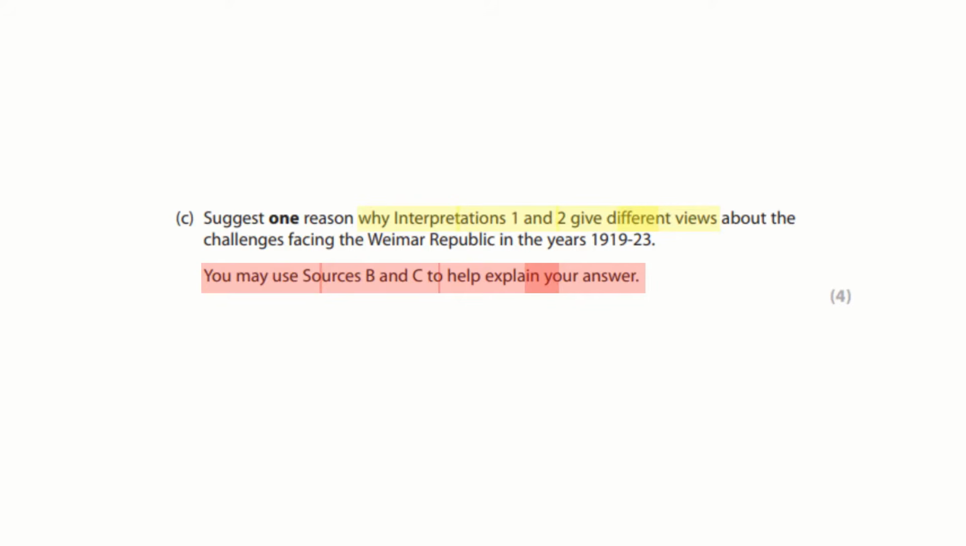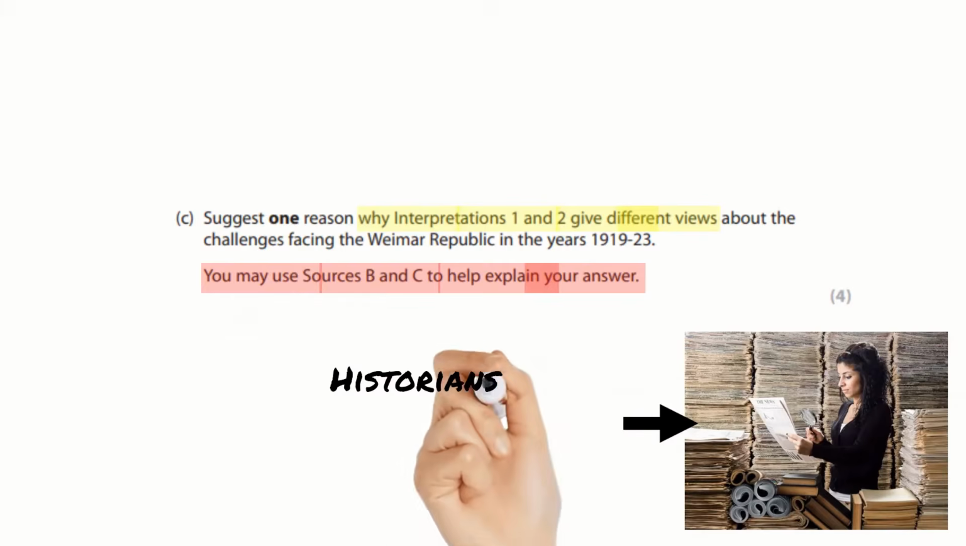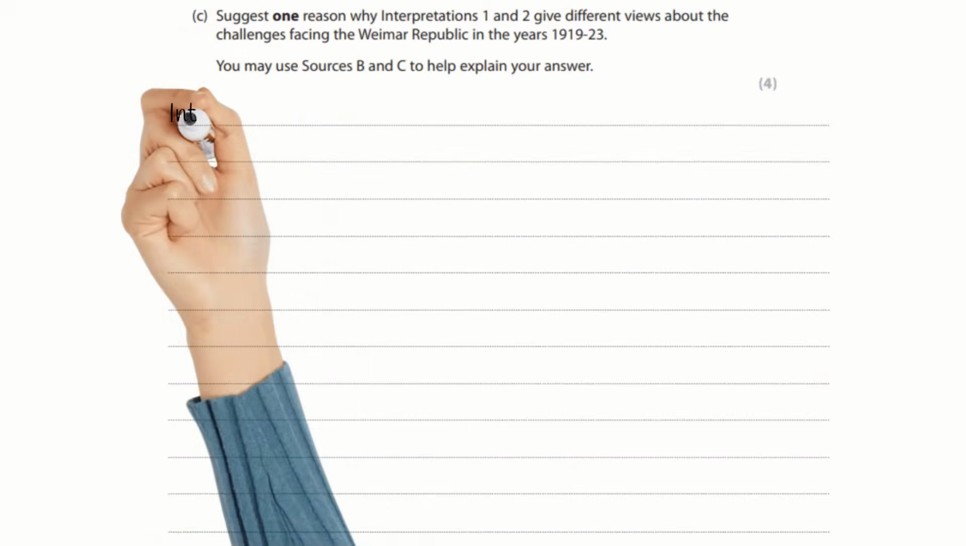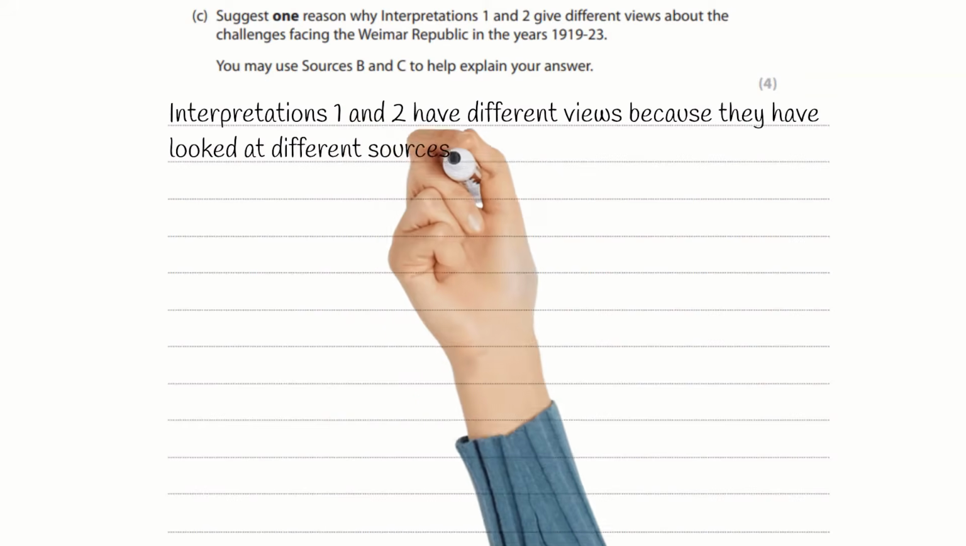There's an answer to this question which is true no matter what the focus of the question. Historians studying the years of the Weimar Republic and Nazi Germany have millions of sources available to them, and there's no way that any one person could read them all. So we can conclude that the two historians must have looked at different sources to come to their conclusions. We have our answer. Interpretations 1 and 2 give different views because they have looked at different sources. Great!